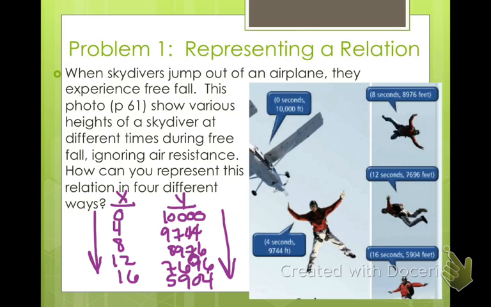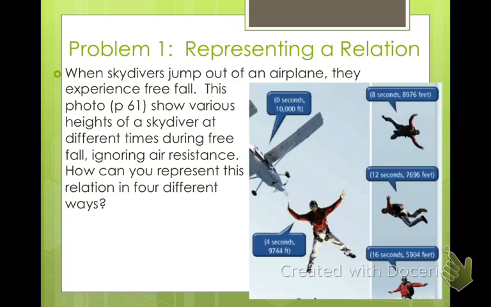So for the second one, we just take and we relate our inputs and our outputs. So you just draw arrows from one to the other. And we see that none of them overlap. So this is a function. And the last way is graphing. So let's see, we only have positive numbers.